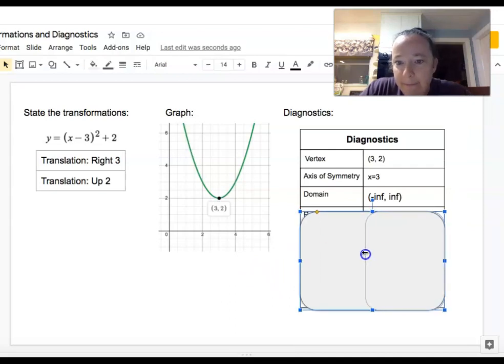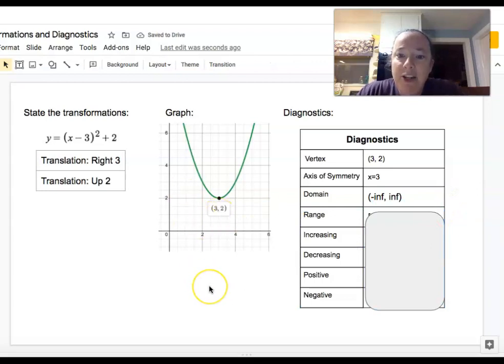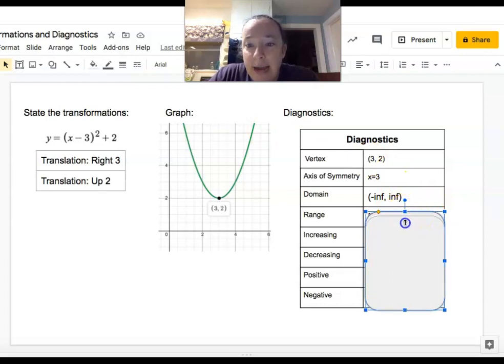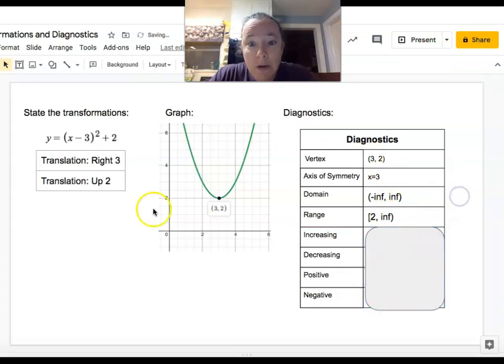So now, let's talk about range. The range is the only diagnostic where you do the y values, and you go from bottom to top. It is bounded below. It doesn't keep going below. So my bottommost y value is what? My bottommost y value is 2. And then what's my topmost y value? There's not one. It's unbounded, so that would be infinity. So the range is bracket 2, because that's the lowest y value, comma, infinity.